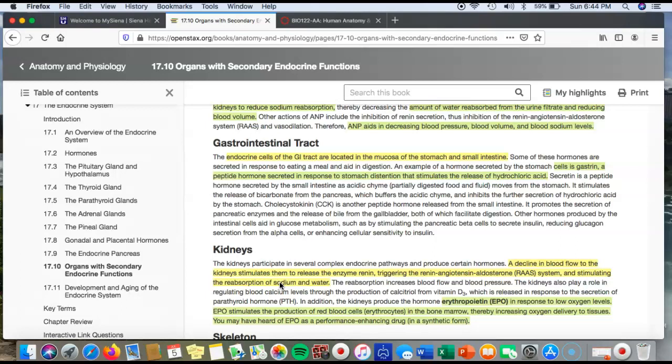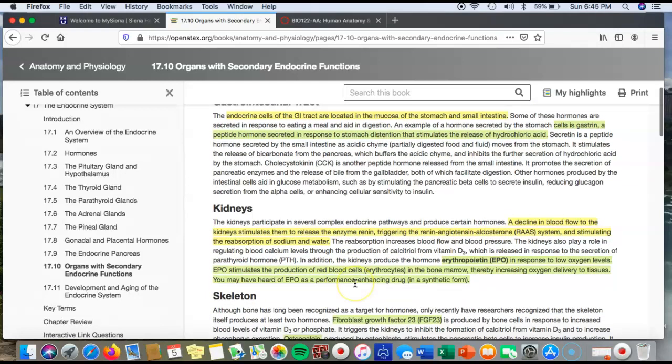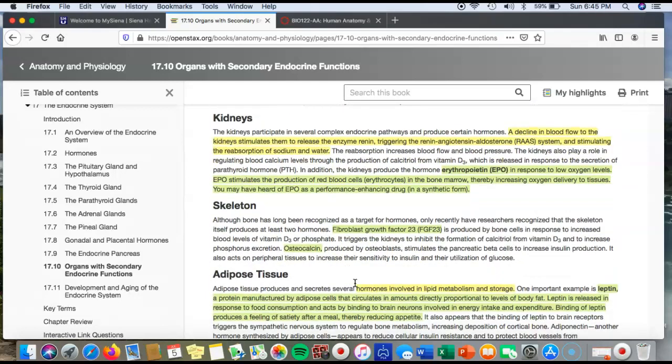The other one is secretin, a peptide hormone that's secreted by the small intestine as acidic chyme, which is basically just partially digested food and fluid, moves from the stomach. It stimulates the release of bicarbonate from the pancreas, which buffers that acidic chyme and inhibits the further secretion of hydrochloric acid. Adding a buffer makes it more neutral, so that when it leaves your GI tract, it doesn't burn the rest of your body. Anyway, that's all I'm going to talk about. It's pretty cool. The next are the kidneys.